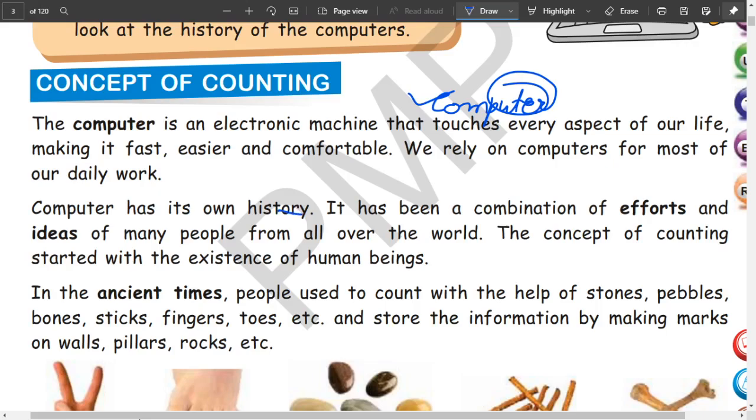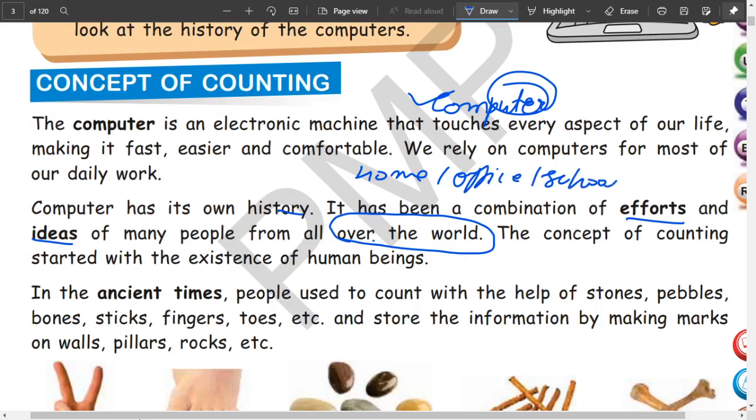Computer has its own history. It is a combination of efforts and ideas of many people from all over the world. It means that the computer that you see in your home, in your office, in your school is not made by one person. It's made by global persons. Global means all around the globe, all the people of the world. It is a common effort for everyone, and there were common ideas between them. If you're using a computer, it means that you are using the ideas and effort of all the people around the world.